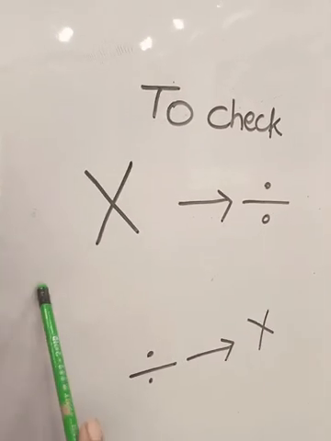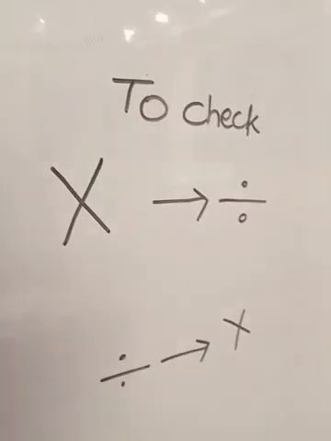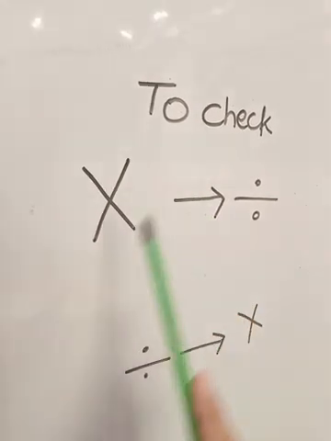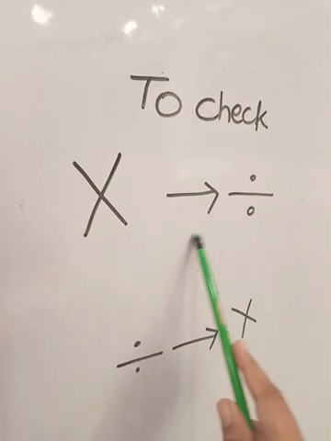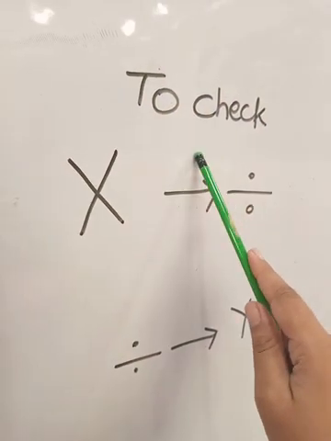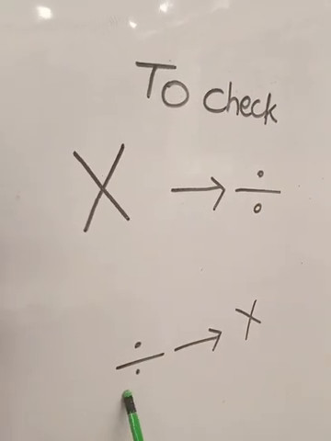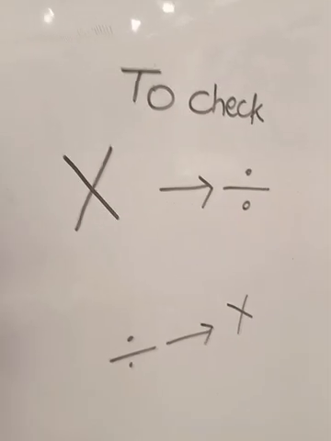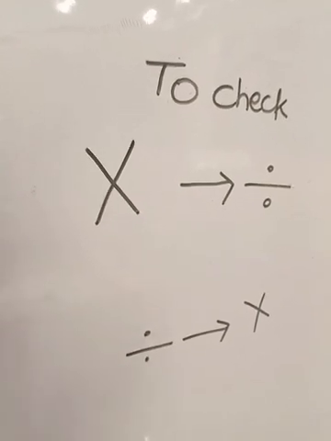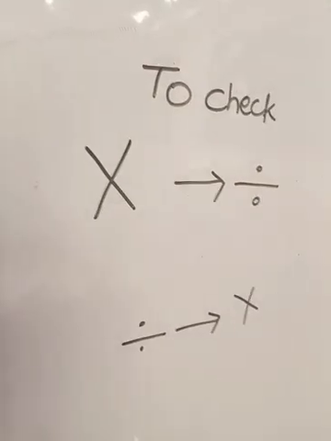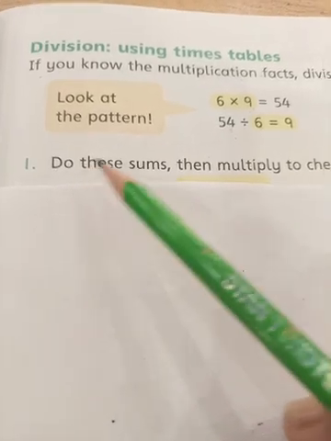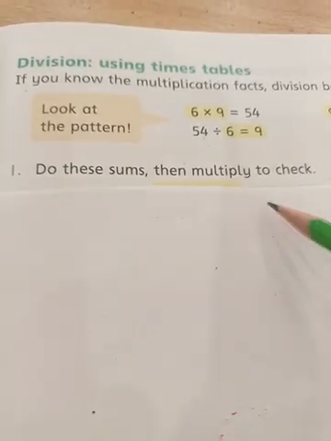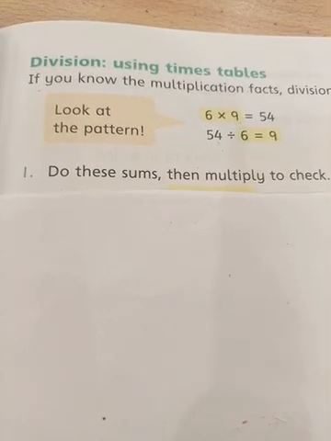For this, students, you will have to remember the concept of checking. When we do the multiplication, we will do the division to check our answer, and if we do the division, then we will do multiplication to check our answer. Okay, let's try to solve our questions on this method. Here is our statement: do these sums, then multiply to check. We will do these sums and then multiply to check our answers.